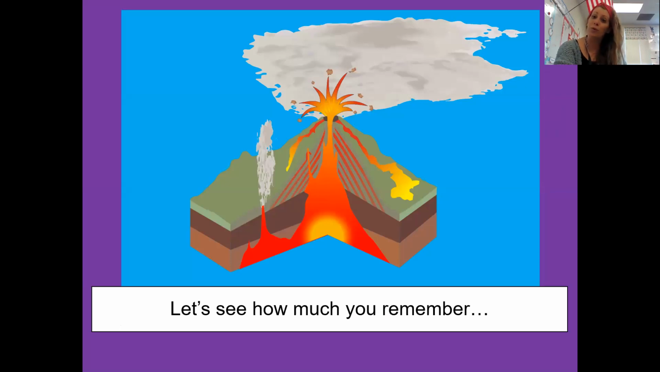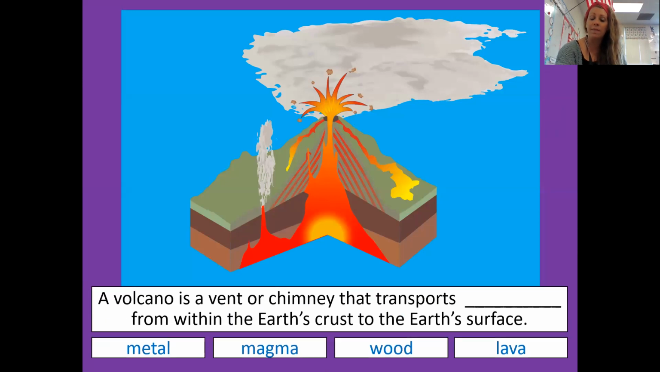Let's see how much you remember from our passage, if you learned anything. All right, so here's like a diagram of our volcano. A volcano is a vent or chimney that transports what? From within the Earth's crust to the Earth's surface. What does it transport? Metal, magma, wood, or lava? What do you think? All right, let's see.